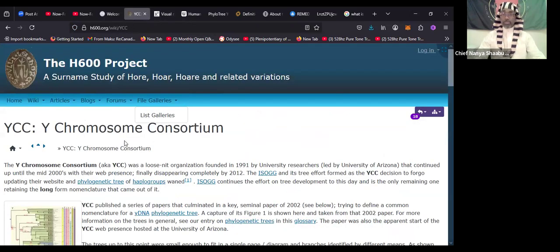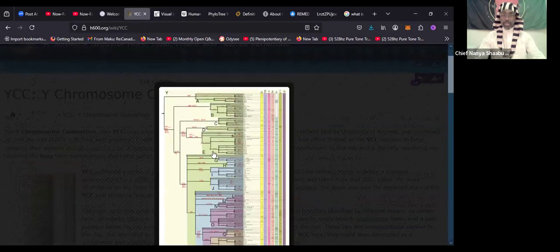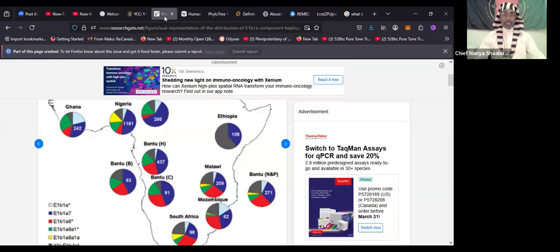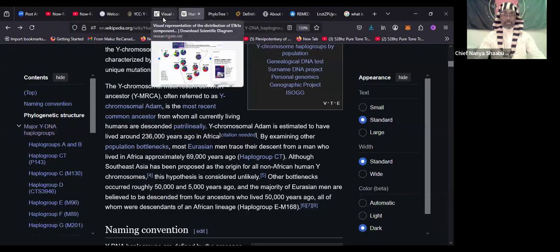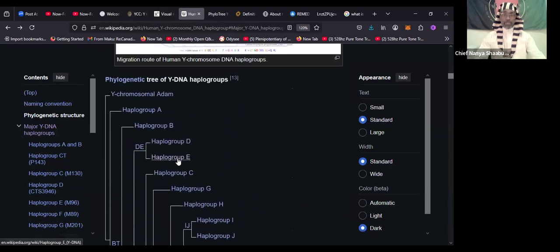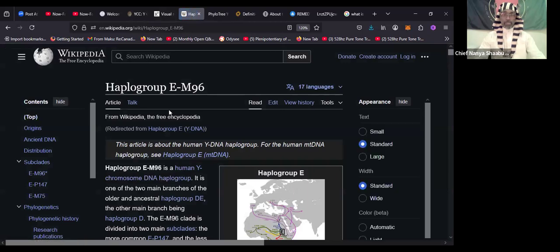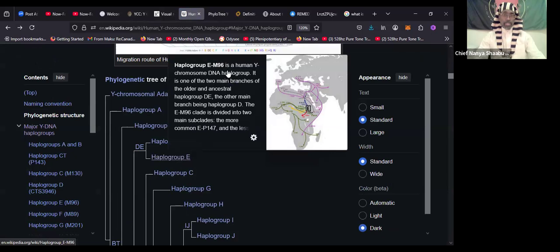Also, the Y Chromosome Consortium, this is their chart here. This is the chart I was looking for, which has all the haplogroups. You can see haplogroup E here. E-M96, that's another code for it. E-M96 is a human Y chromosome DNA haplogroup. It is one of the two main branches of the older and ancestral haplogroup DE. The other branch being haplogroup D. The E-M96 clade is divided into two main subclades.